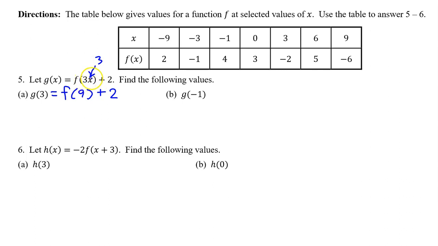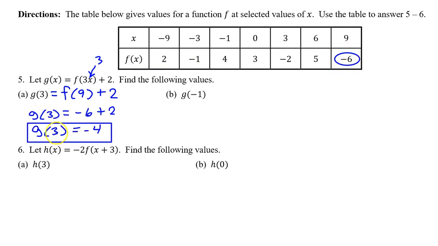That makes 3 times 3, which is 9. So now we have f at 9 plus 2. We can find f at 9 on this chart. Here's 9 and here is f at 9. So g at 3 equals negative 6 plus 2, which is negative 4.